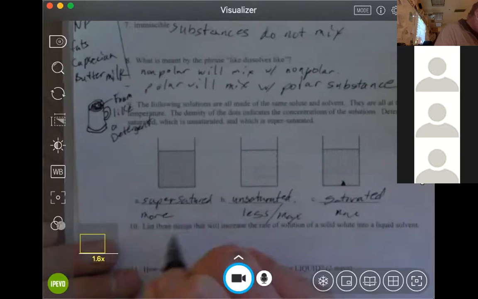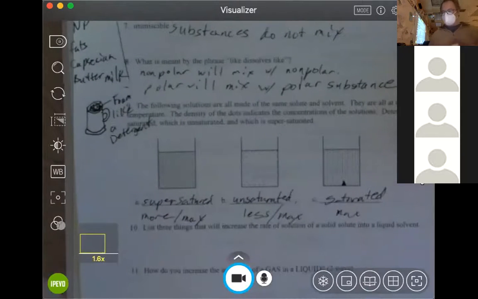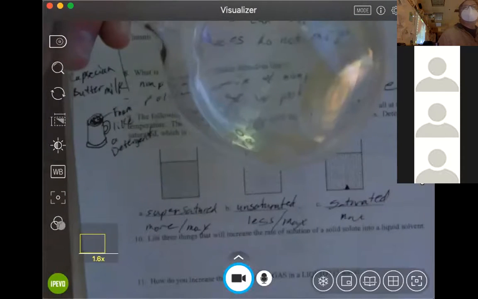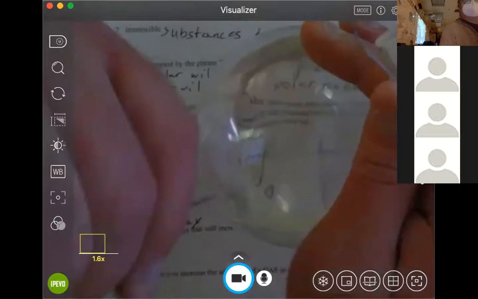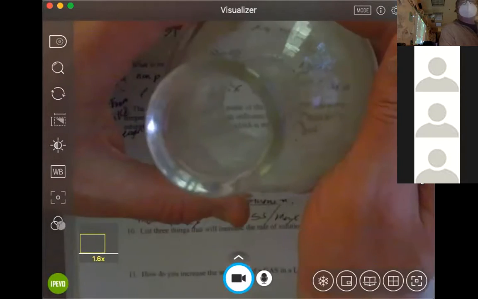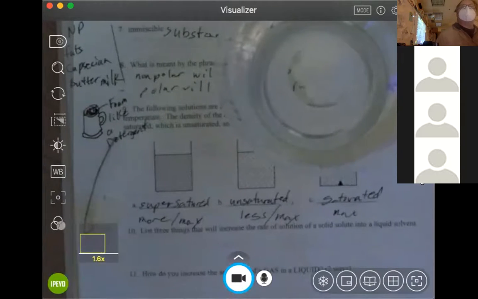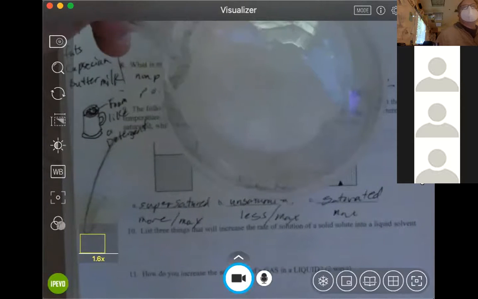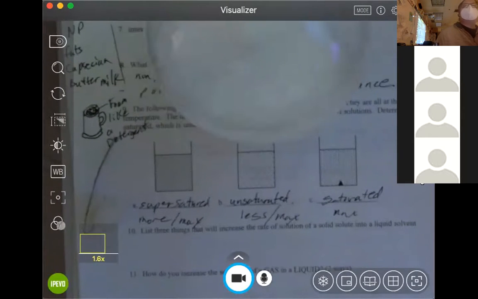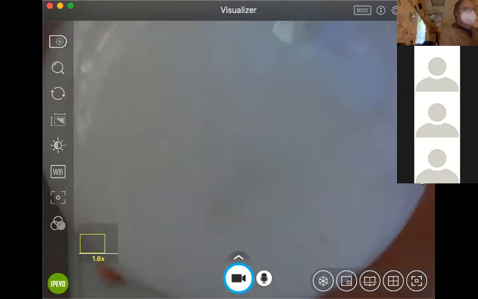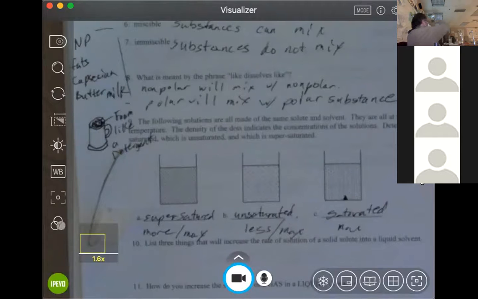This is more than the max. So you're going to say, how can we have more than the max? It's a very special condition. It's hard to make, but we can do it. That is this solution right here. This is supersaturated. It has more than the max. Watch what happens if I add a little bit more to it. Look at that. It all came out of solution. And now it's actually solid. That is a supersaturated solution.